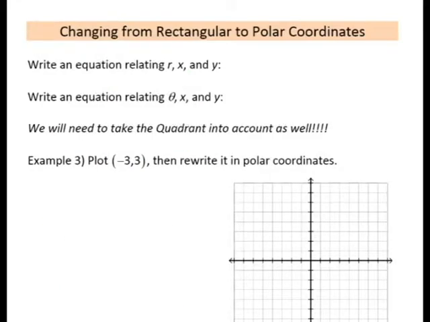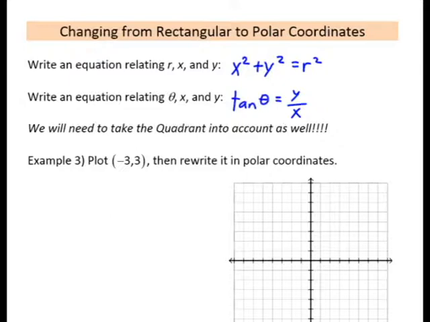Our next task is to go the other way. I'll give you rectangular coordinates, and we'll figure out r and theta. We start by looking at the equations that relate r, x, y, and theta. Since we're looking for an angle, we need to know which quadrant it's in.